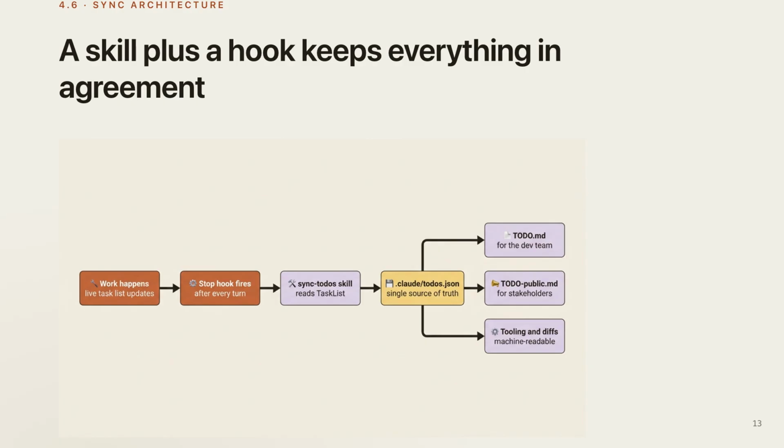One source of truth feeds 3 views: the JSON for tooling, the markdown for the dev team, and an optional public todo for stakeholders. You build the skill first because it is useful on its own. Then you add the hook second because the hook only matters once the skill works. The stop hook is one config block, catches everything that changed in the turn, and saves you from ever remembering to sync. This is just an example.